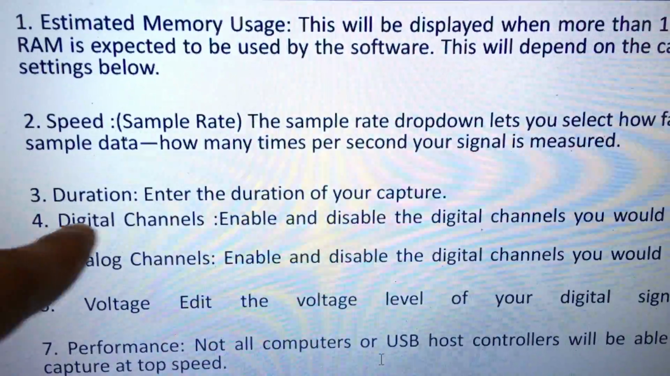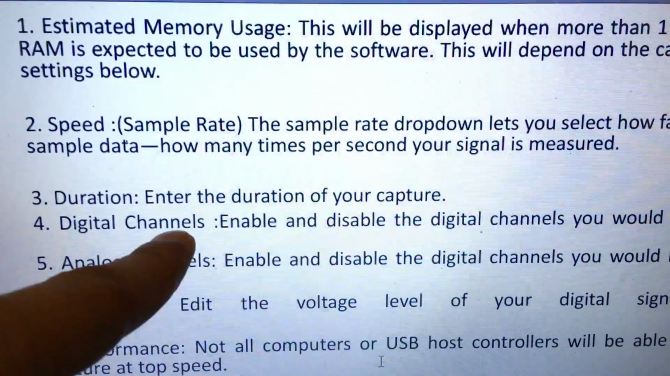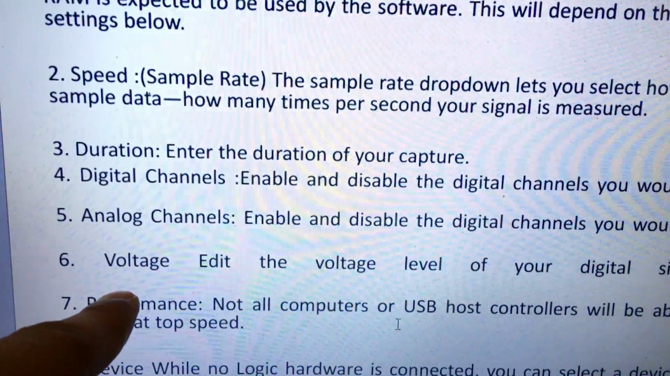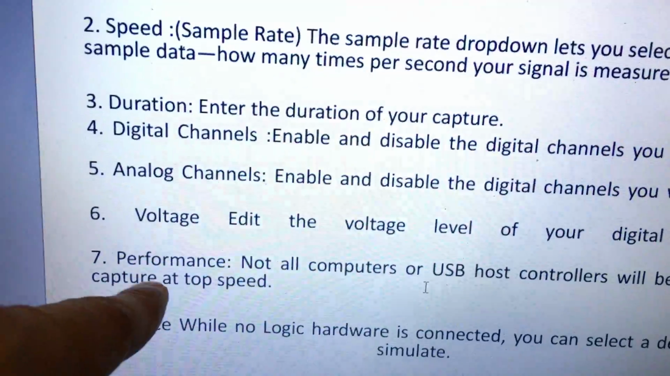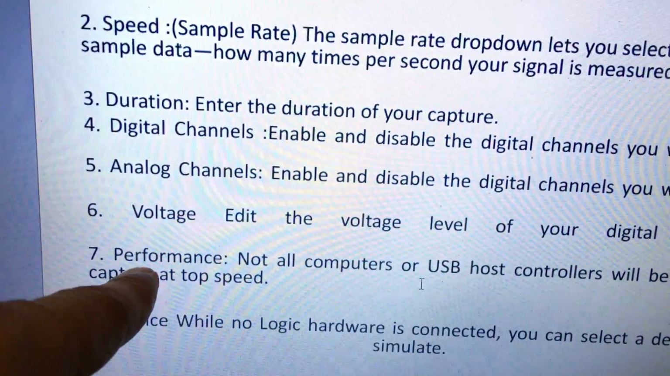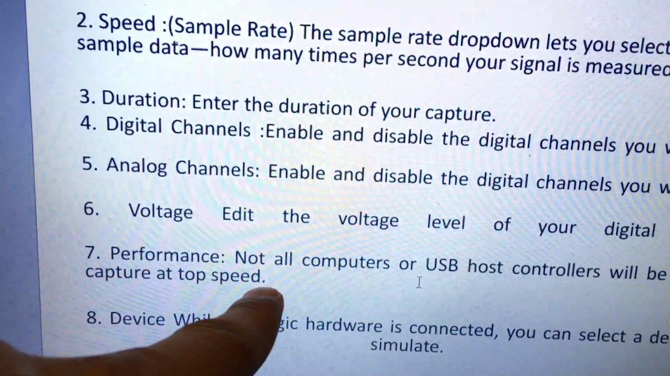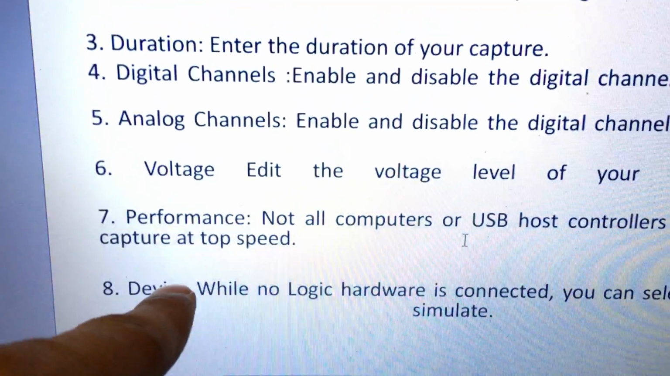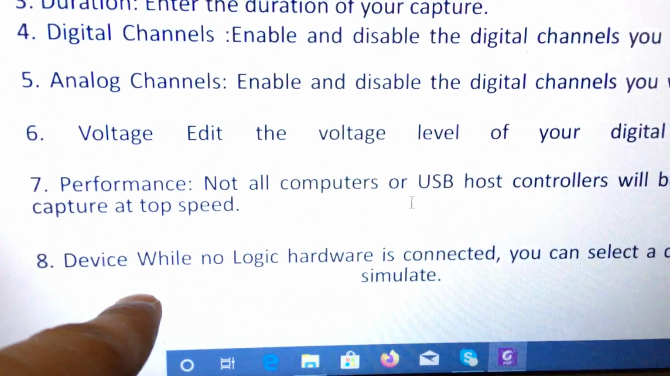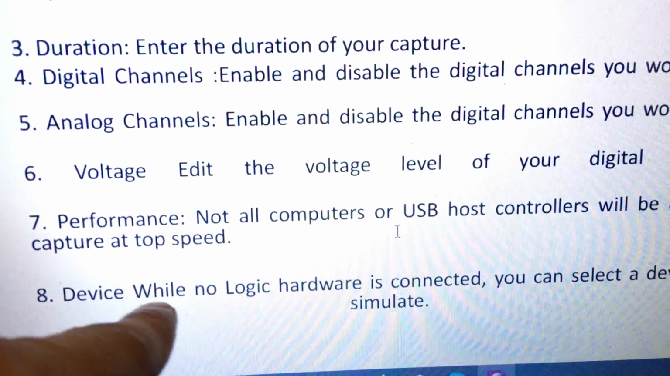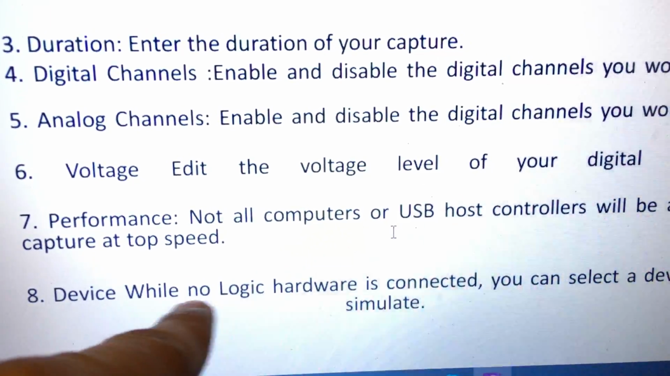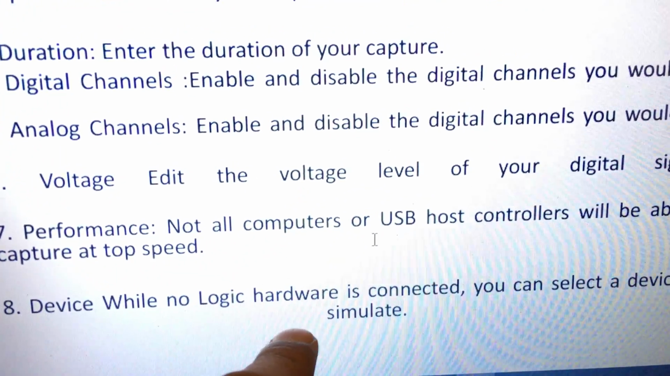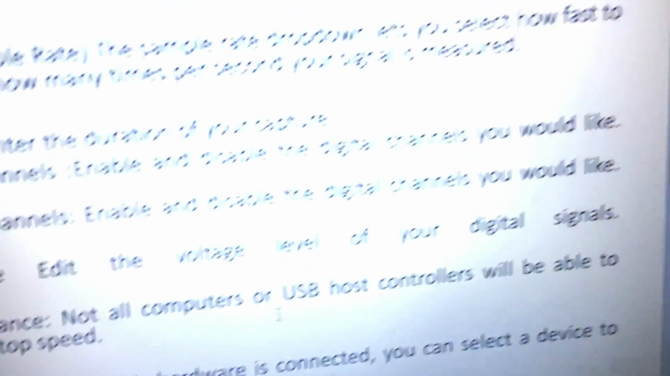Digital channels, the fourth one was digital channels. You can enable or disable the digital channels, or you can enable and disable the analog channels also. You can edit the voltage levels of the digital signals. Now the performance: not all computers or USB host controllers will be able to capture at top speed. A specific module will capture the data at top speed. The device: while no logic hardware is connected, you can select the device to simulate as well. So the simulation option also comes along with the hardware and software.